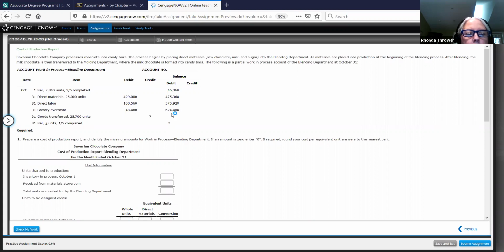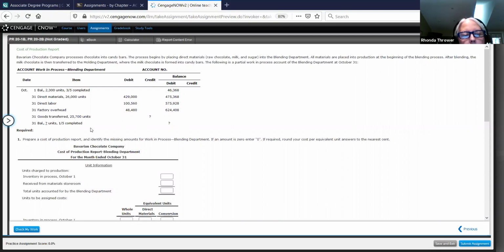So right now we know that in the work in process account, we have $408 in total cost for the beginning inventory units that were brought forward and what we have started working on in this period of time.